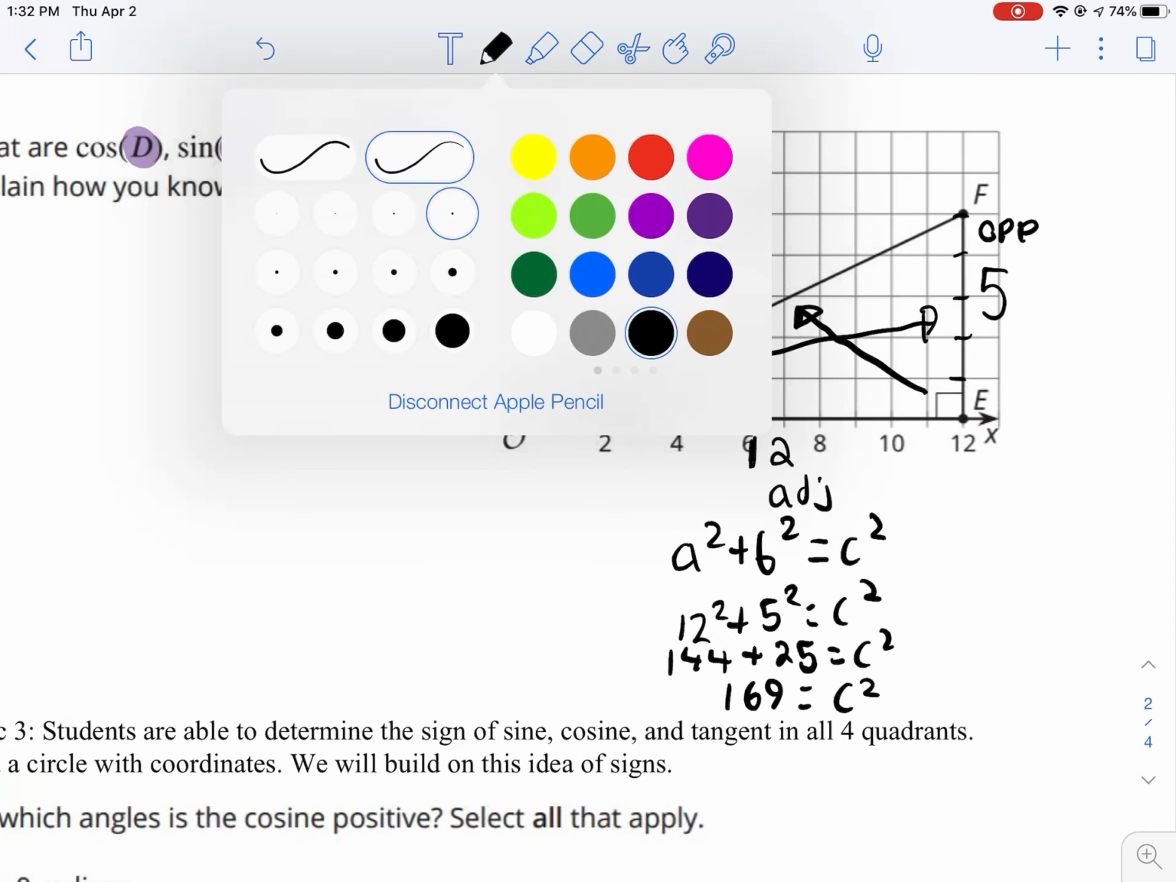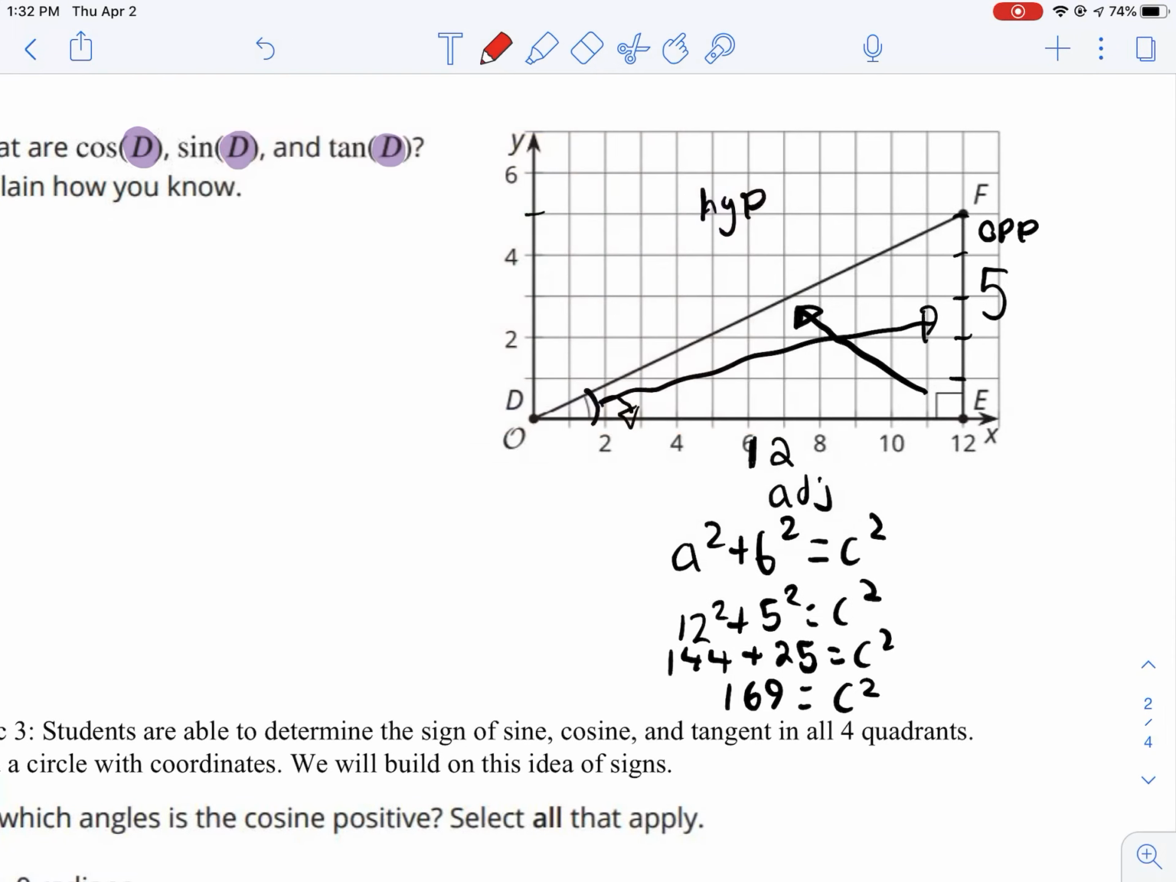Okay. When we do this, we need to get rid of the c squared right here. The way we do this is we write c squared equals 169, and the inverse operation is taking the square root. We take the square root of each side, and we find that c is equal to 13. So our hypotenuse is going to be 13.